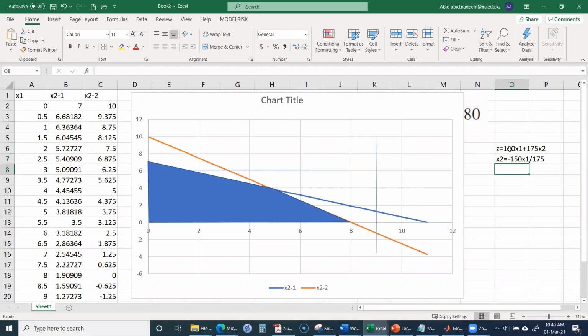If we take the value of z is equal to 0, then it will be like that. Or if we take any other value of z, then it will be, for example, minus z divided by 175. Okay, since the value of z can be a constant, 0, 1, 2, 3, any value, for any value of z, if we plot this function on this chart over here, all these lines will be parallel with each other.